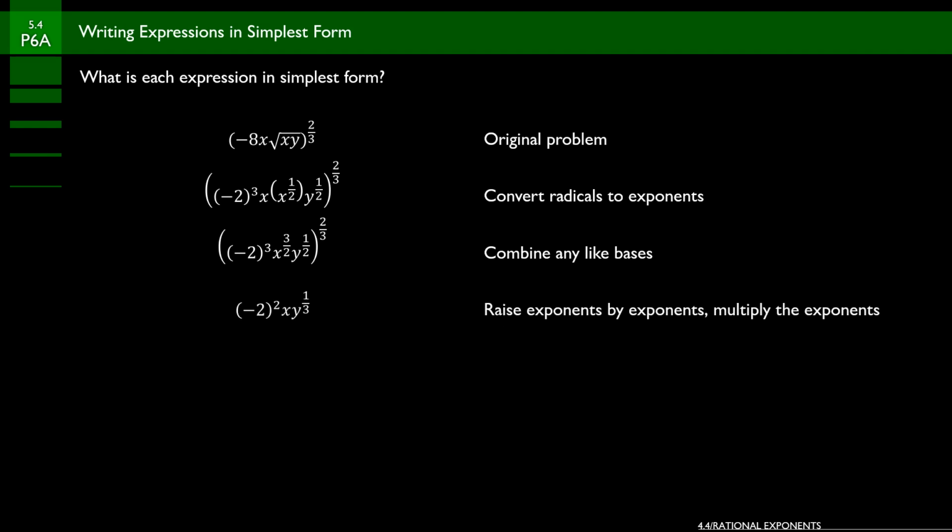Negative 2 cubed becomes negative 2 squared. x to the 3/2 raised to the 2/3, all of that cancels out, so you're just left with x. Then y to the 1/2 raised to the 2/3, you cancel out the 2s and you're left with 1/3, so y to the 1/3. Now remembering that we can't leave anything as a rational exponent, we're going to simplify that negative 2 squared. That gives us 4. The x stays the same. And the y becomes the cube root of y.